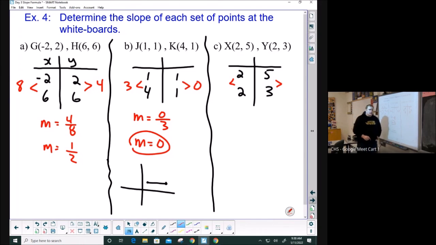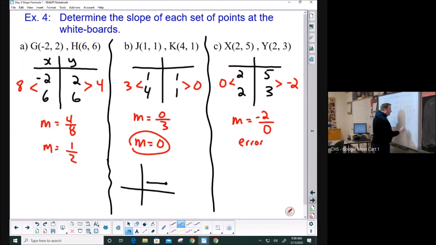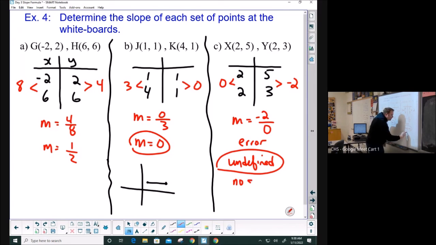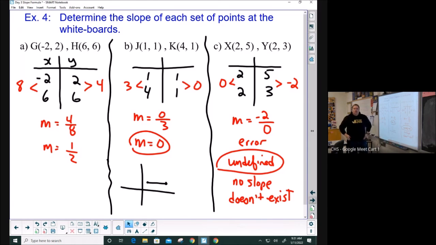Let's find out why. So the delta y goes from 5 down to 3. So that's going down 2. But the delta x, there's no change in that. So if I do the slope, -2/0, are you allowed to divide by 0? No. You could try it. Go to your calculator, type in -2/0. You'll get an error. All right. So this one is the error, which means the slope is undefined. Or you could say no slope. Or you could say it doesn't exist. Excellent job.